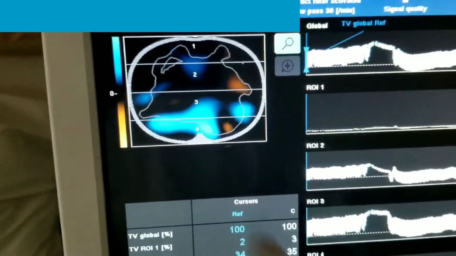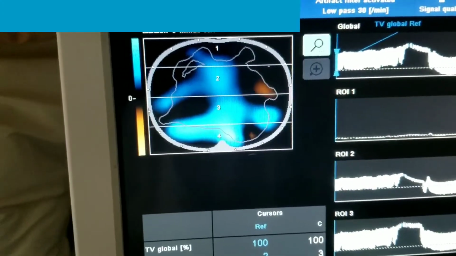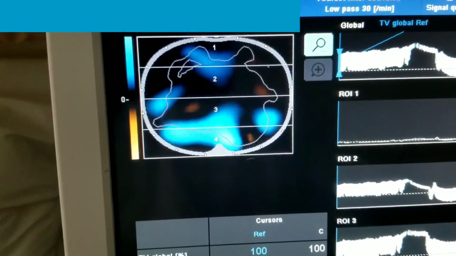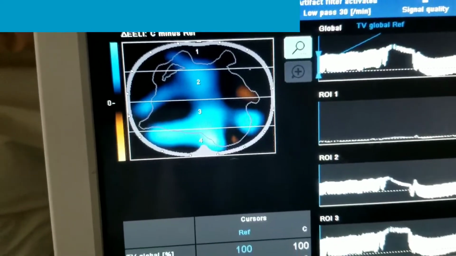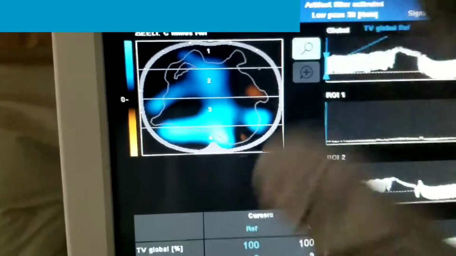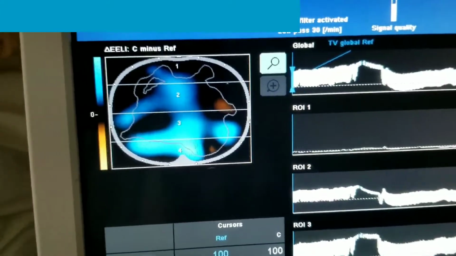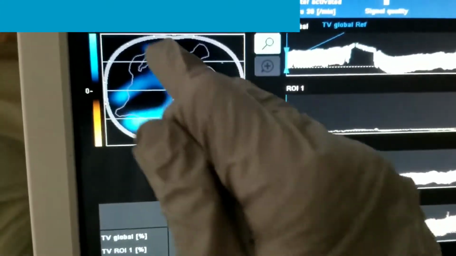Blue at the bases. This is indicative of recruitment. Okay, and this is where we are now. So this is really good. This is textbook what you wish will happen all the time. Less pressure, improved volume. Okay, and this is increased impedance.